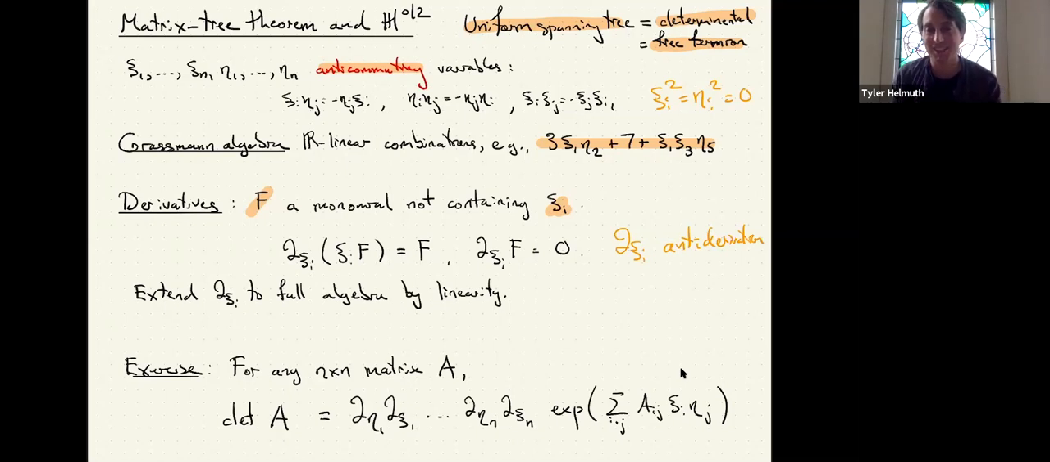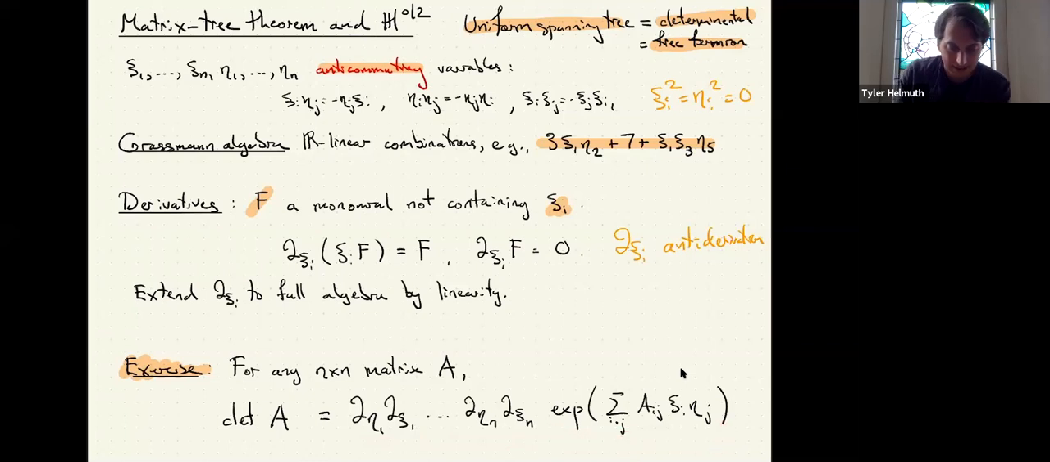Here's the reason that that's a good thing to do. This exercise is the thing that should convince you that this is a pretty interesting algebraic structure. If you take any n by n matrix A and you want to compute its determinant, here's a formula to do that. You just take this derivative, with respect to all of the generators, partial eta 1, partial xi 1, all the way up to partial eta n, partial xi n, of this element of the algebra, the exponential of this sum.